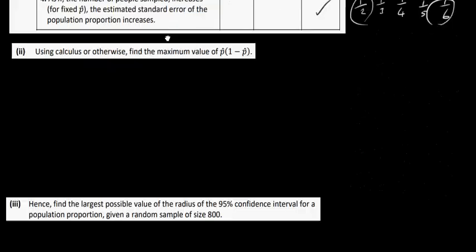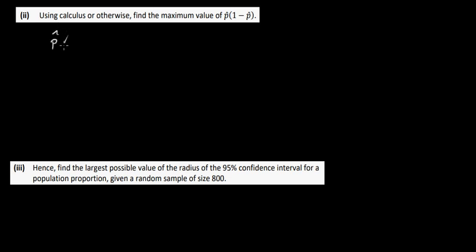Okay, let's move on to the next part. We've done a little bit of this previously. Use calculus or otherwise to find the maximum value of p hat times 1 minus p hat. This is a function. You can use x's or y's, but it's basically a quadratic expression. So let's let it equal y, and it says use calculus or otherwise.